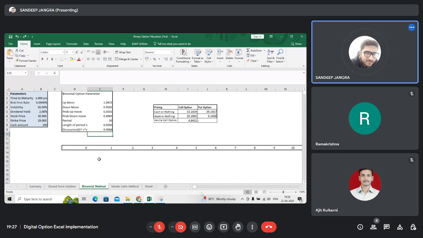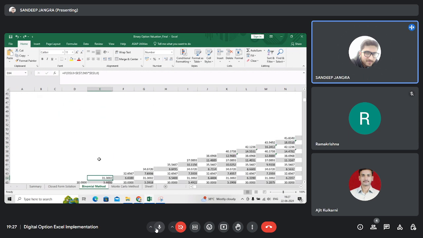Now we will just draw the tree. Here it looks like this. In the binomial model, one of the important assumptions is that the underlying stock price tends to increase or decrease by a fixed percentage, with probability of up and down move. So what is our probability of up in this case? Our probability of up is 1.044433, and the down move factor is 0.95.